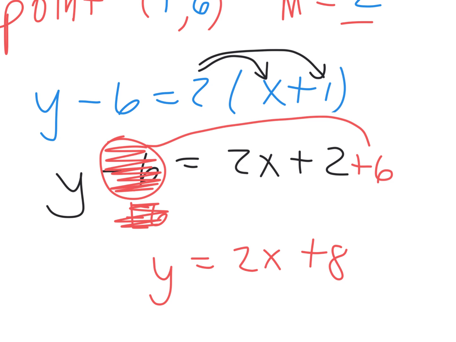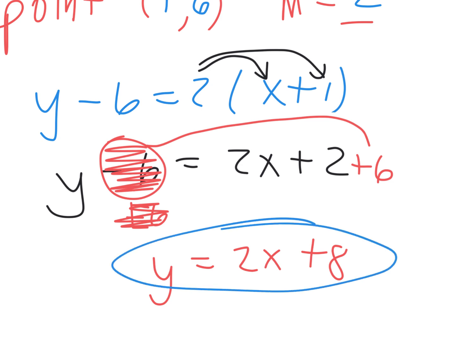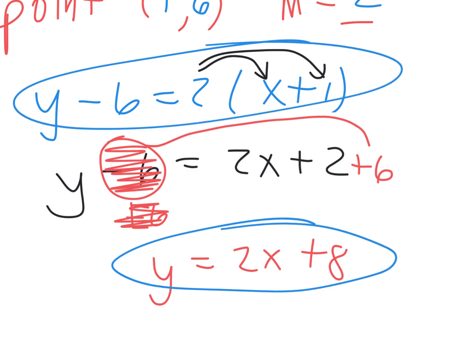So now I have this other form, which is called something. Slope. Say it. Slope what? Slope intercept. All right. Point slope, slope intercept.